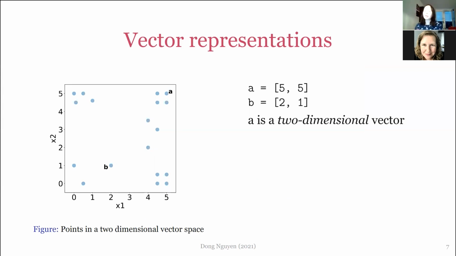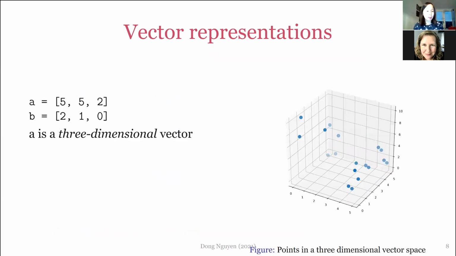I'm not sure who of you are familiar with vectors. This is a very short summary. A vector is just a list of numbers. Here we see two vectors, A and B. A contains two numbers, 5 and 5, and so that's why A is a two-dimensional vector. If we have two-dimensional vectors, we can see them as points in a two-dimensional vector space, like what I show on the left. We can also have three-dimensional vectors, right? For example, here, A is a three-dimensional vector because it contains three different numbers. And then we can see these three-dimensional vectors as points in a three-dimensional vector space.